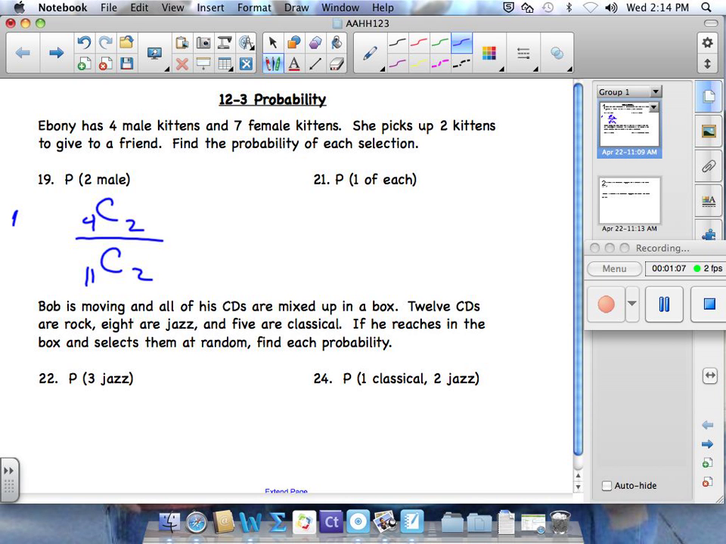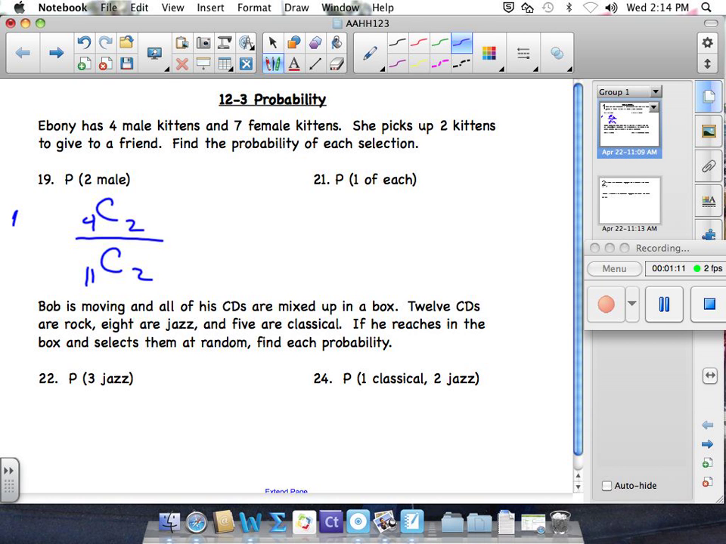Once you have the fraction set up, you can use the formulas to come up with the total, and in this particular case, it is 6 over 55.